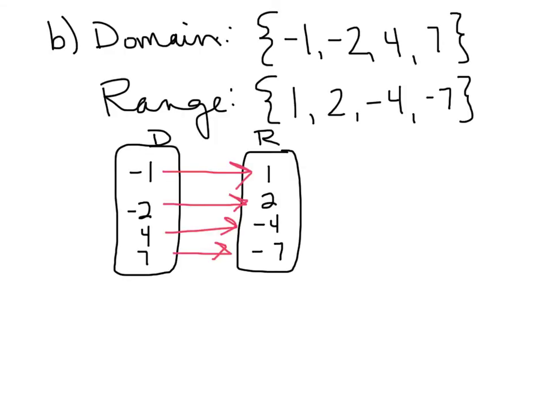Now let's look at B. Now I've already done the entire problem. Your domain are your x values, -1, -2, 4, and 7. Your range are your y values, which are 1, 2, -4, and -7. I have put them in my map, and as you see, every one domain gives you one range, so yes, this is a function.